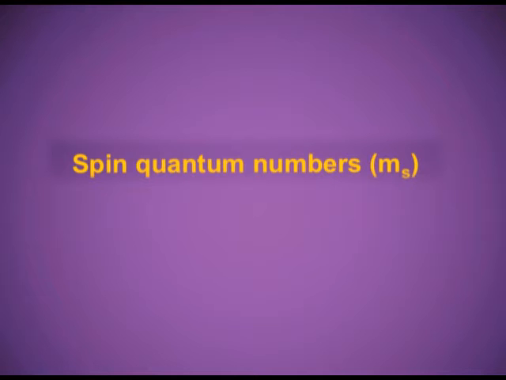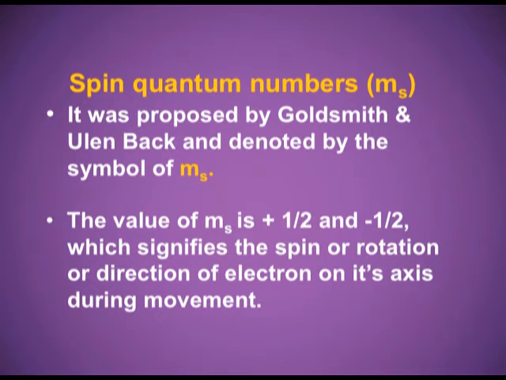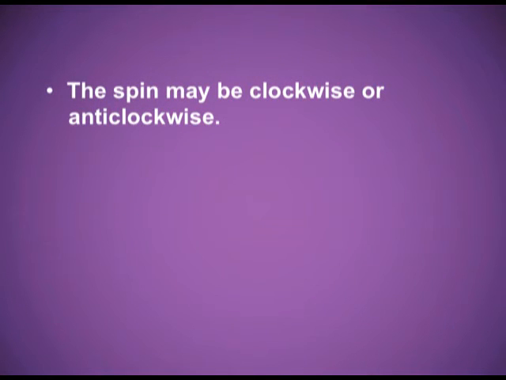The last quantum number is the spin quantum number. This is only for the electrons. Its symbol is small m with the small s on the right hand side as a subscript. It was proposed by Goudsmit and Uhlenbeck and denoted by the symbol m_s. The value of m_s is plus half and minus half. These values show that electrons are spinning either clockwise or anti-clockwise. I hope the quantum numbers are very much clear to you.